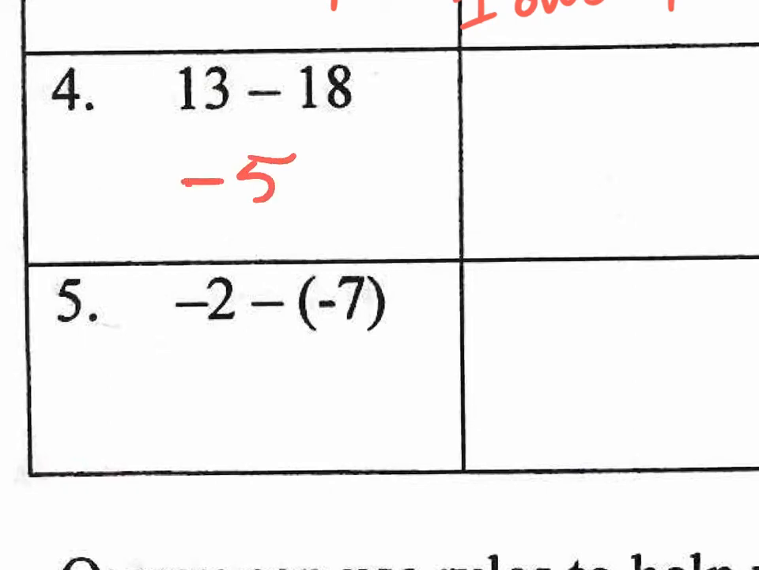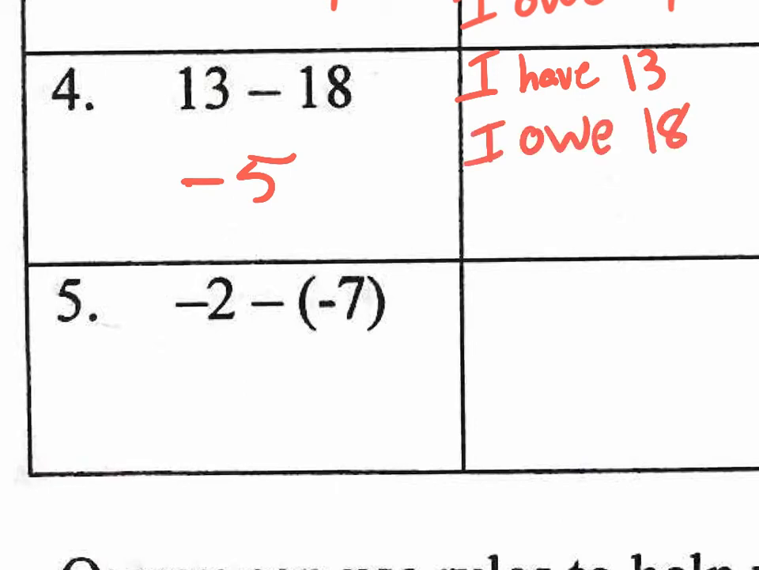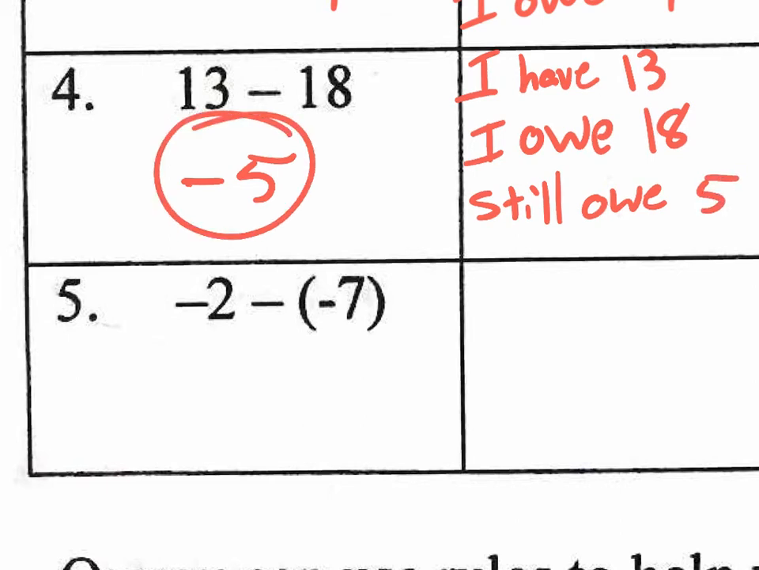Again, the 13 means you have 13. The minus 18, that means that you owe 18. So if you have $13, but you owe somebody 18, you can't even pay them off. You're still going to owe. You're still going to owe $5. So that means negative 5.